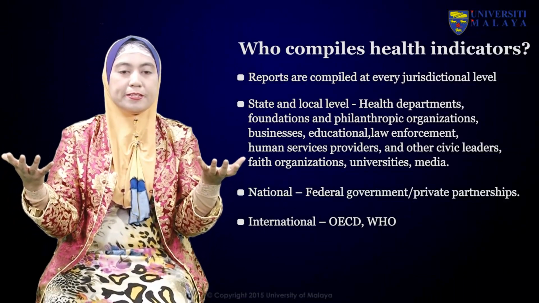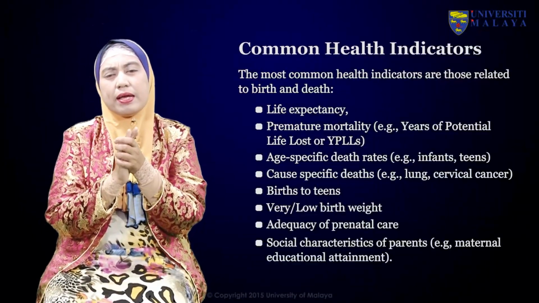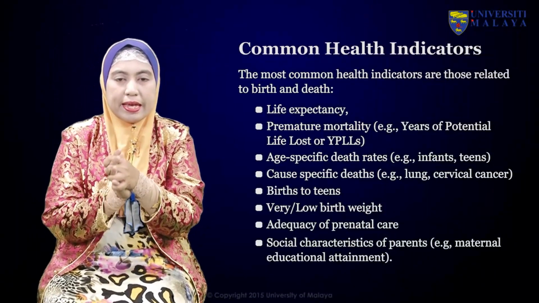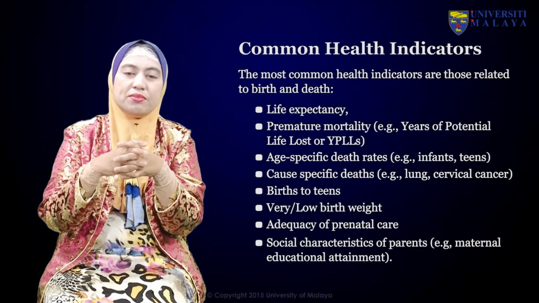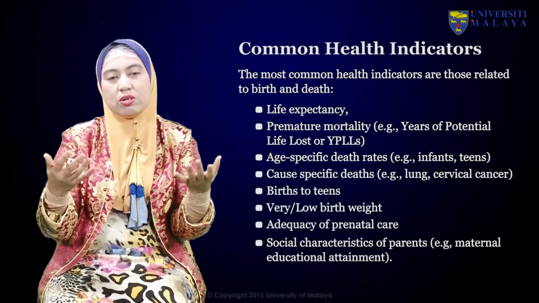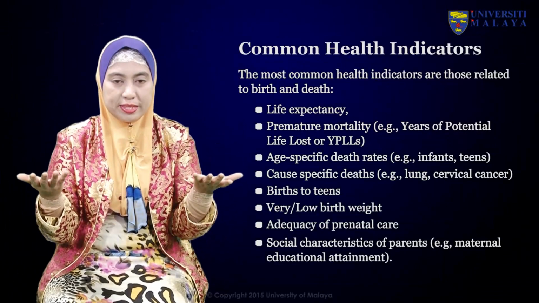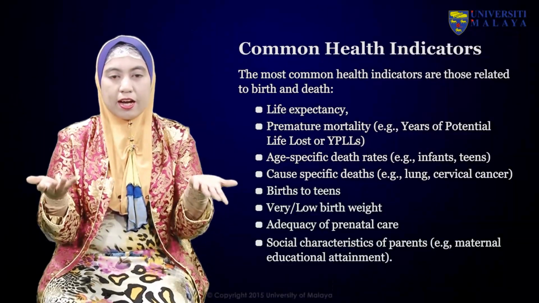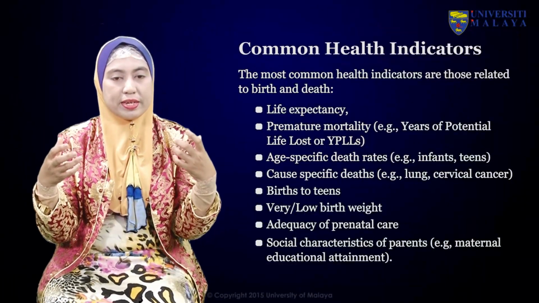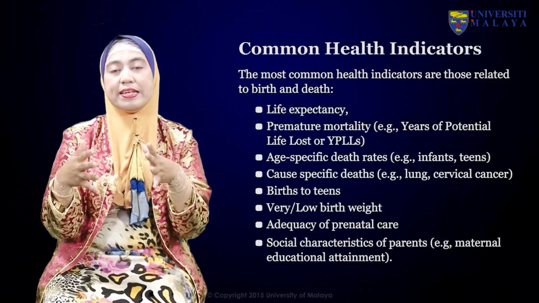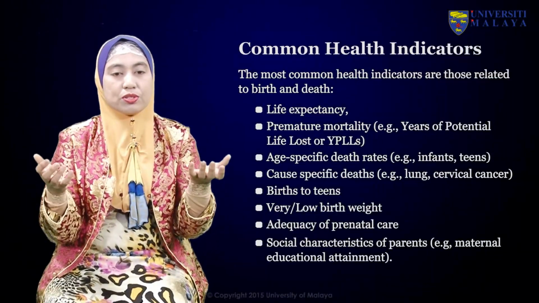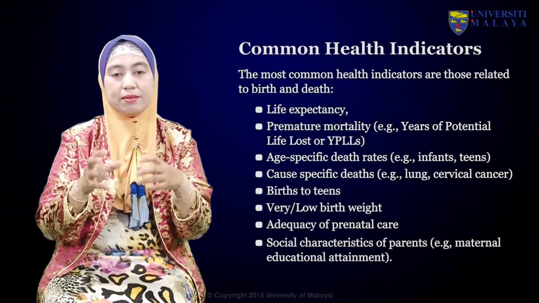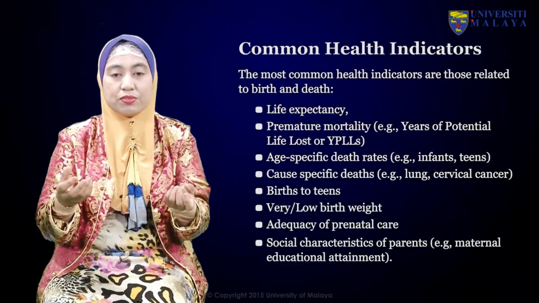Most health indicators in family health are life expectancy, and most are related to birth and death. So we also take premature mortality, years of potential life lost. We also take age-specific death rates in infants and adolescent teens. We also take indicators of cause-specific death, like maybe lung cancer, pneumonia, or cervical cancer.